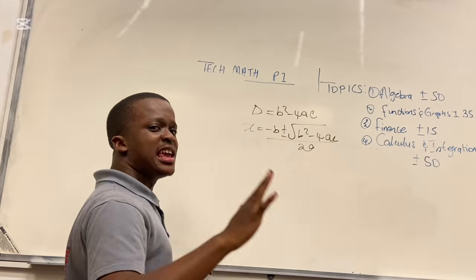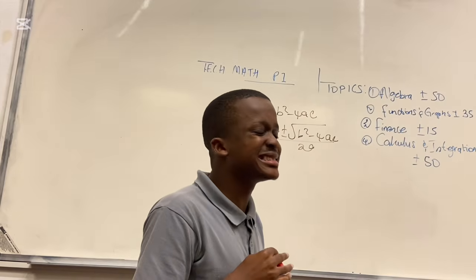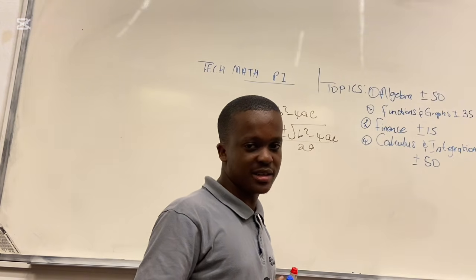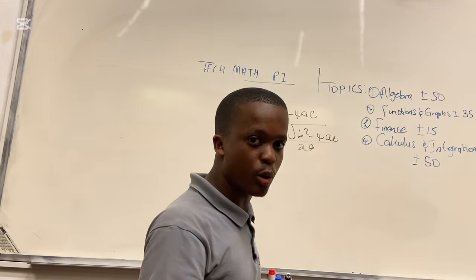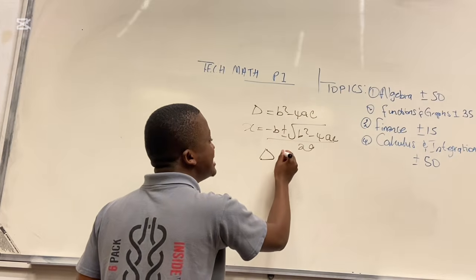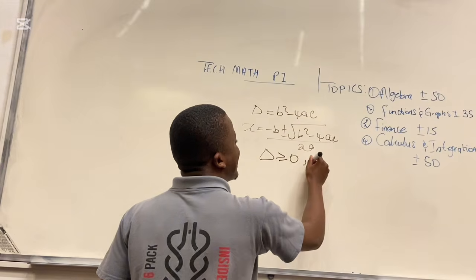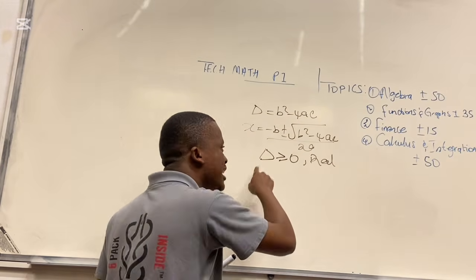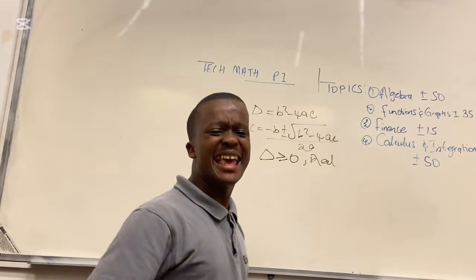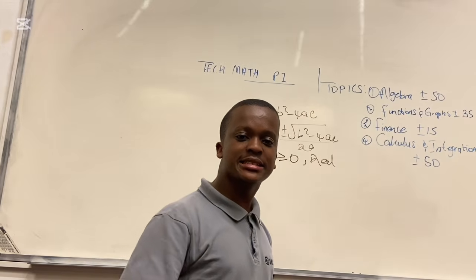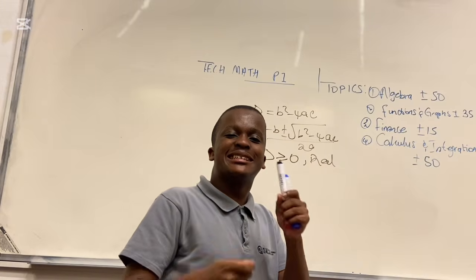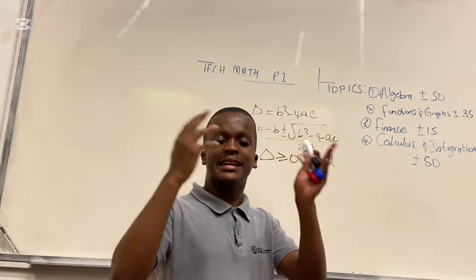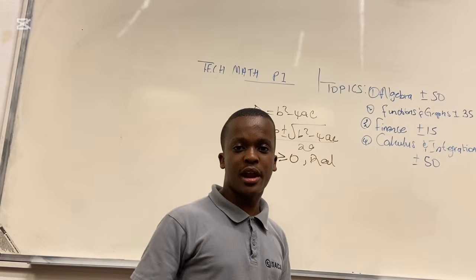Now, please, people of God, these are very, very easy properties, but you still lose marks when it comes to these questions. Now look, if delta is greater than or equal to 0, these are real roots. b squared minus 4ac is the discriminant. We say the discriminant discriminates the nature of roots, whether they are real, non-real, perfect square, and so forth.